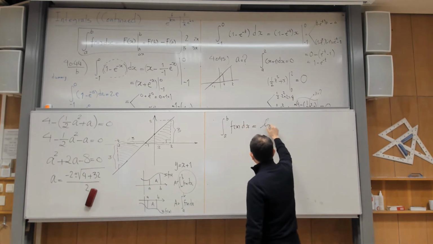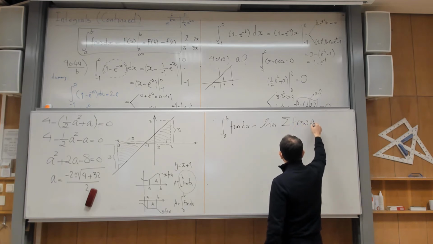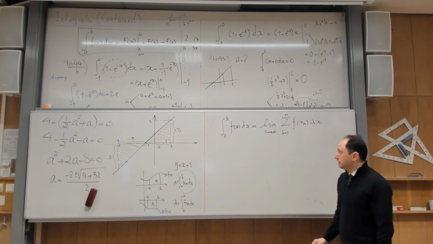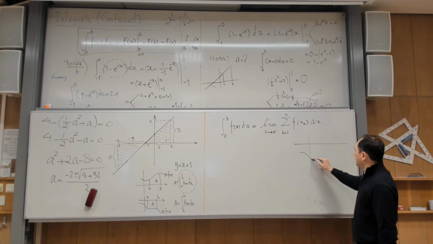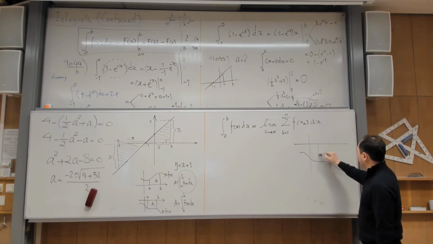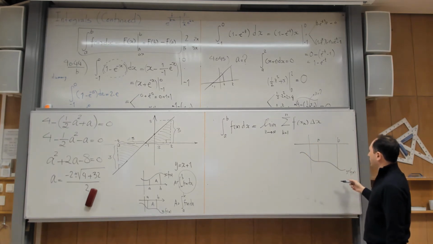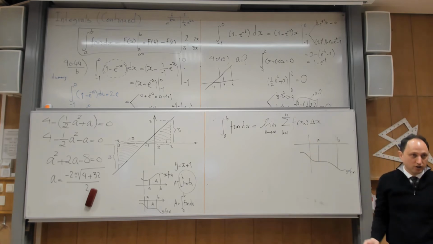Do you remember? The limit of the sum of f of xk delta x, where k goes from 1 to n, and of course you send n to infinity. Now look, if I consider this function f of x, going from a to b, and I ask you to calculate the integral for this function whose graph you see, you have to use this definition.